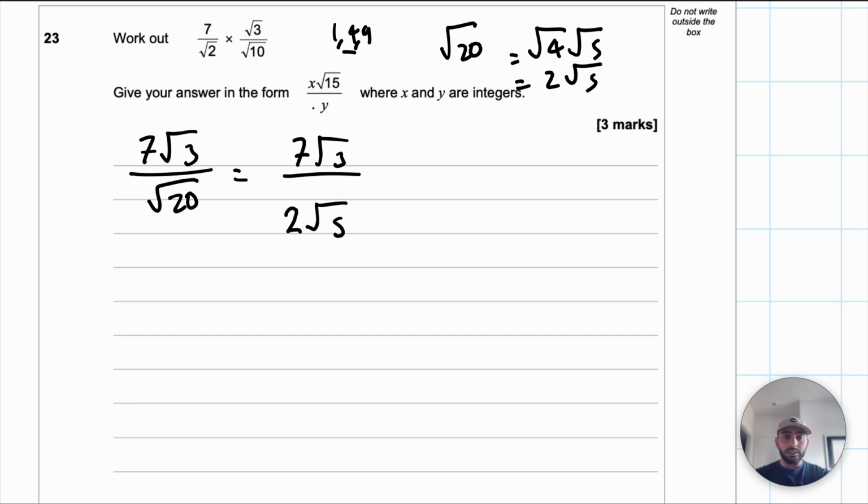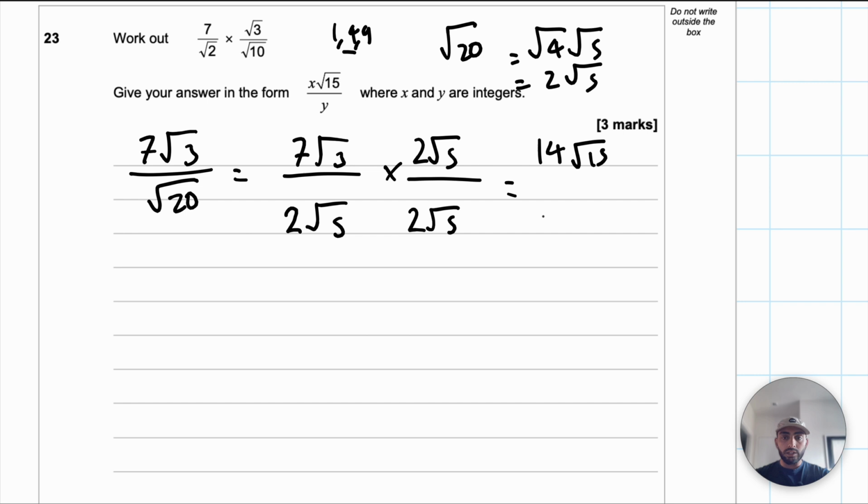Because it wants the denominator as an integer, we need to remove this surd. So I need to rationalize the denominator. So I need to multiply the bottom by 2 root 5 and I multiply the top by 2 root 5. I'm basically multiplying it by 1. I'm not changing the fraction, but it's removing the surd for me. So 7 root 3 times 2 root 5. 7 times 2 is 14. Root 3 times root 5 is root 15. And that's good because we've got that root 15 there.